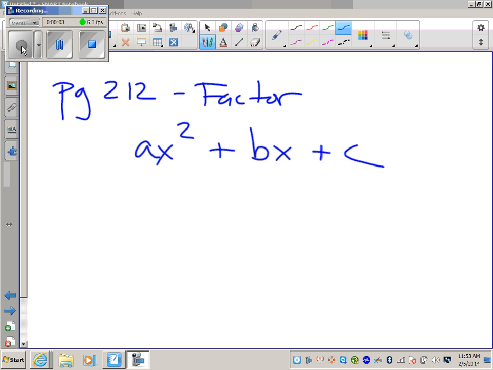Okay. Factor ax squared plus bx plus c. I think we corrected the other assignment for.